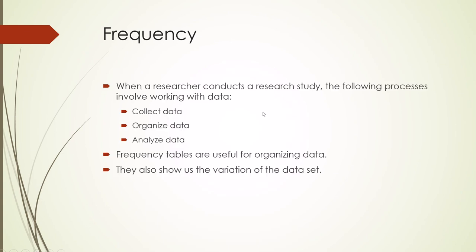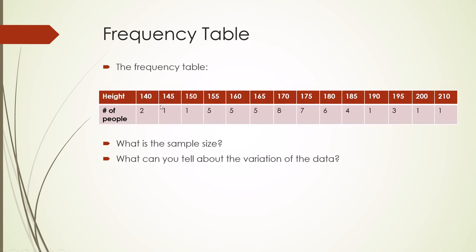When researchers conduct a research study, they collect data, organize data, and analyze data. So after we collect data, for organizing data, we use frequency tables. Those are useful for organizing data, and they also show us the variation of the dataset. Let's talk about this in the frequency table of this height dataset that I just showed you.